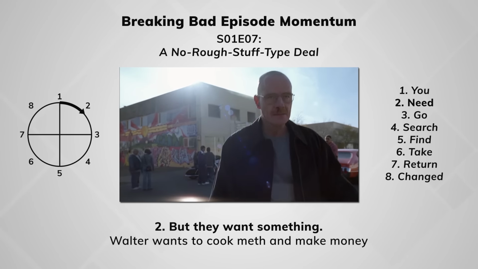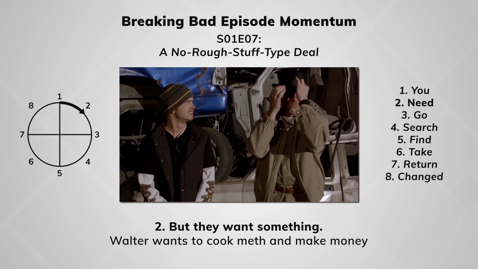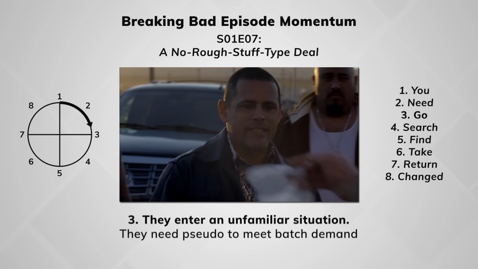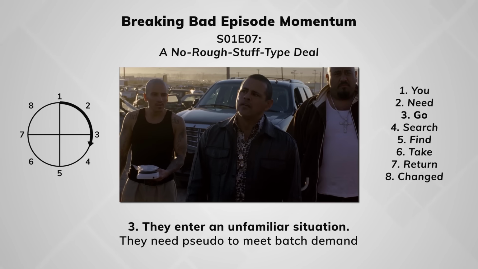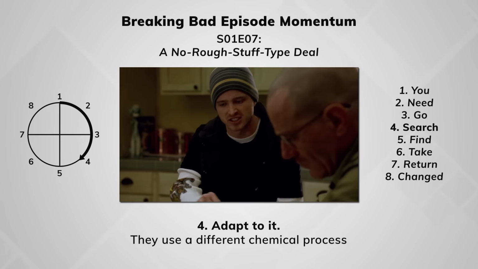In episode 7, Walter wants to cook meth for Tuco, but they enter an unfamiliar situation when they need more pseudo to meet Tuco's demand. Walter and Jesse adapted this by finding a new way to cook their meth.